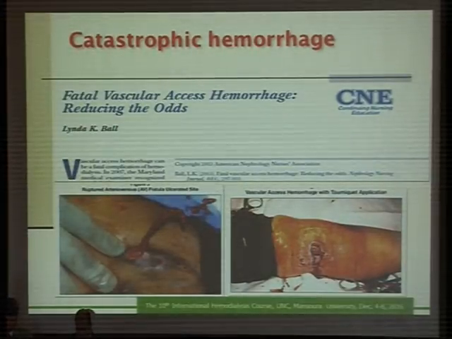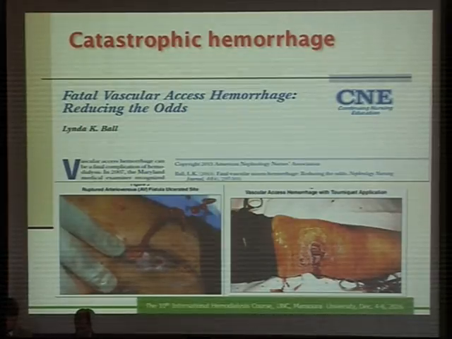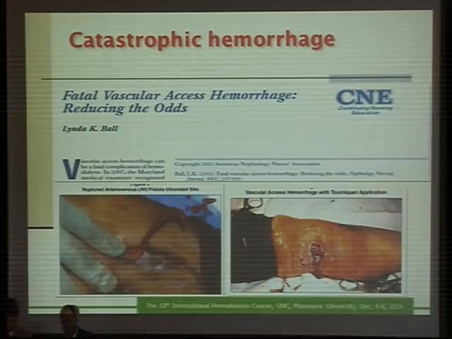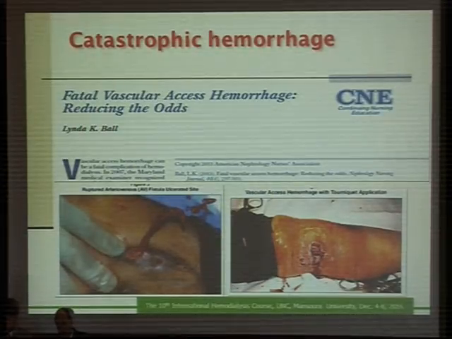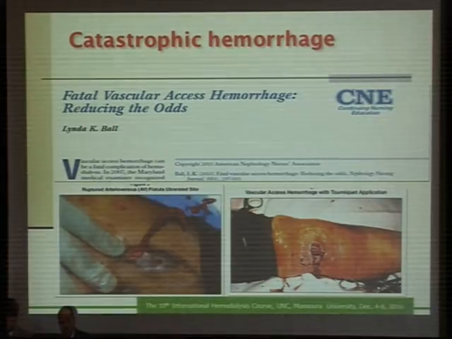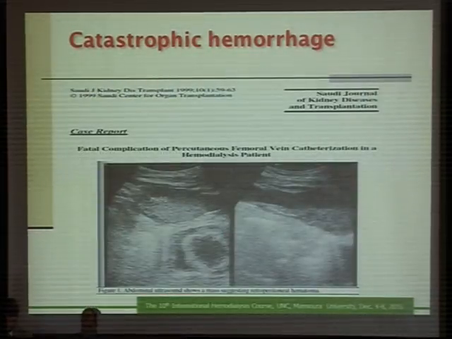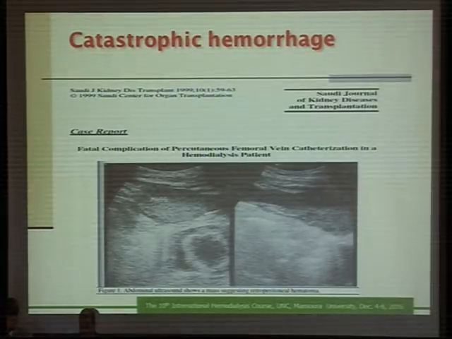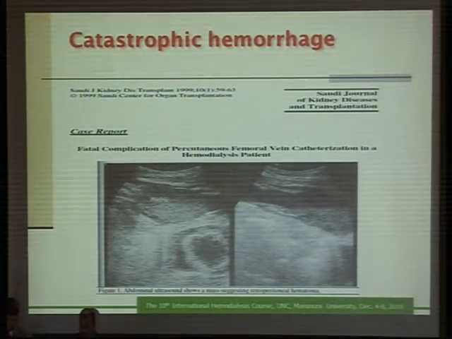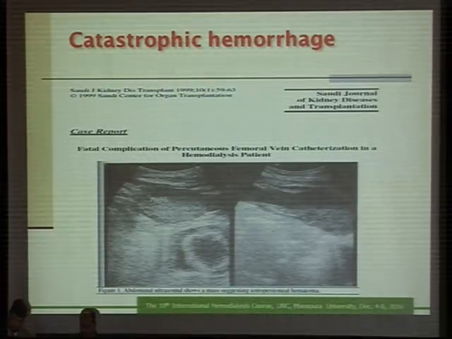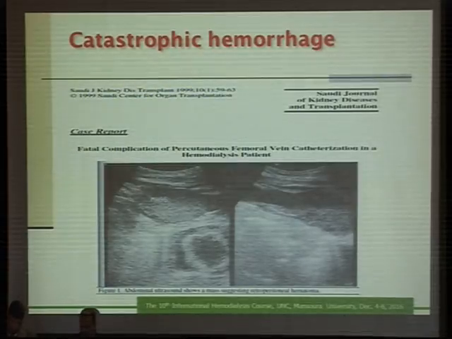These are some examples of the heroic and catastrophic bleeding that could occur, for example, from the ulceration and infection of the fistula that necessitated emergency and urgent tourniquet application. This is another example of fatal complication of percutaneous femoral catheterization with blood collection. This was fatal.